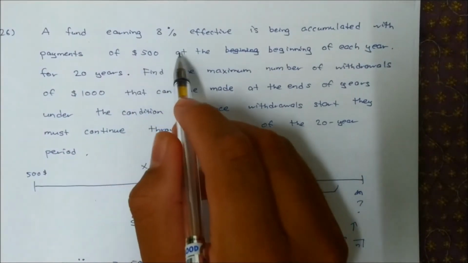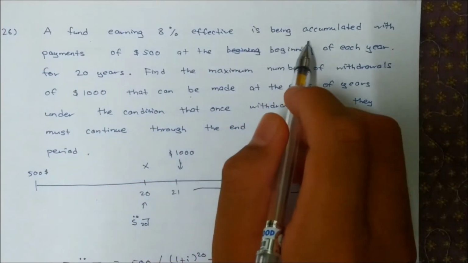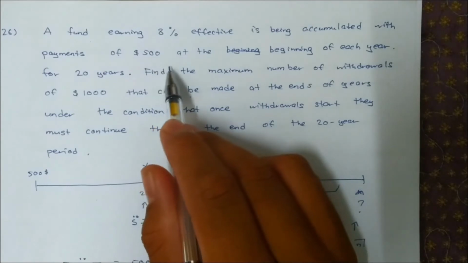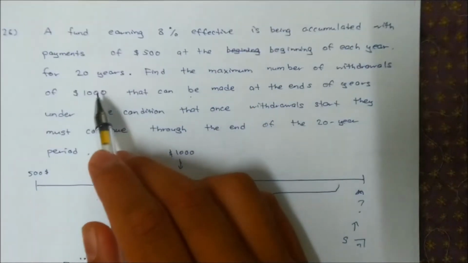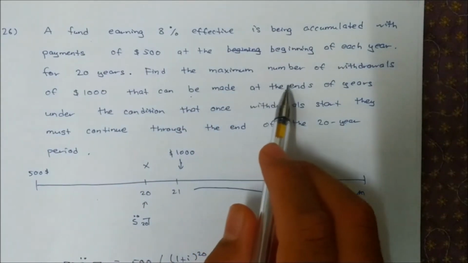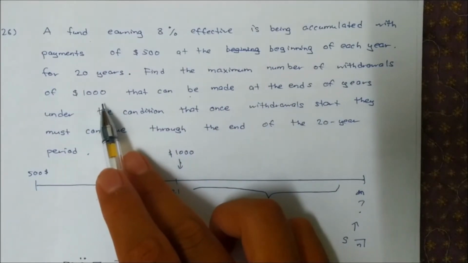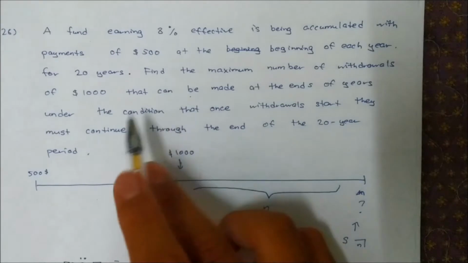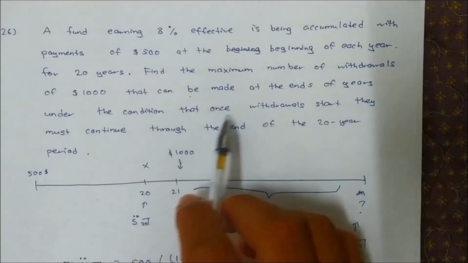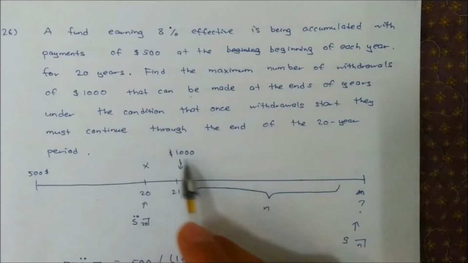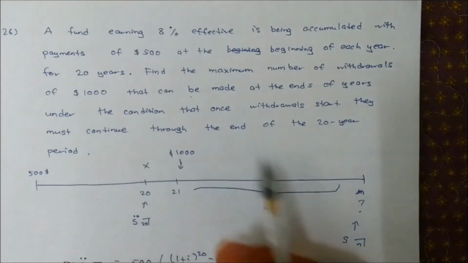A fund earning 8% effective is being accumulated with payments of $500 at the beginning of each year for 20 years. Find the maximum number of withdrawals of $1,000 that can be made at the ends of years under the condition that once withdrawals start, they must continue through the end of the 20-year period.